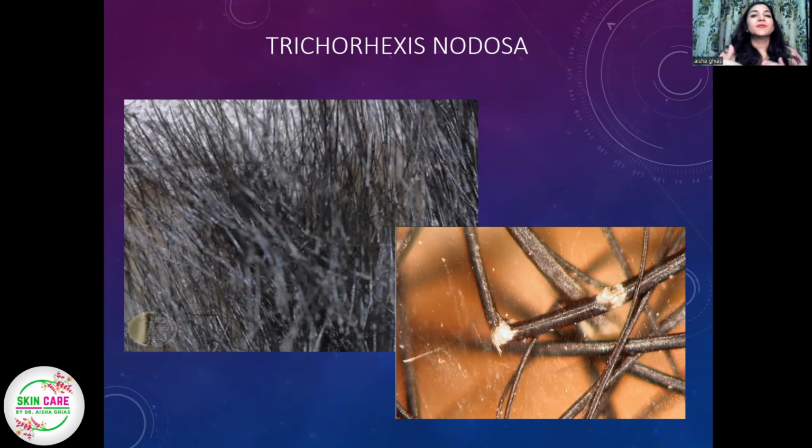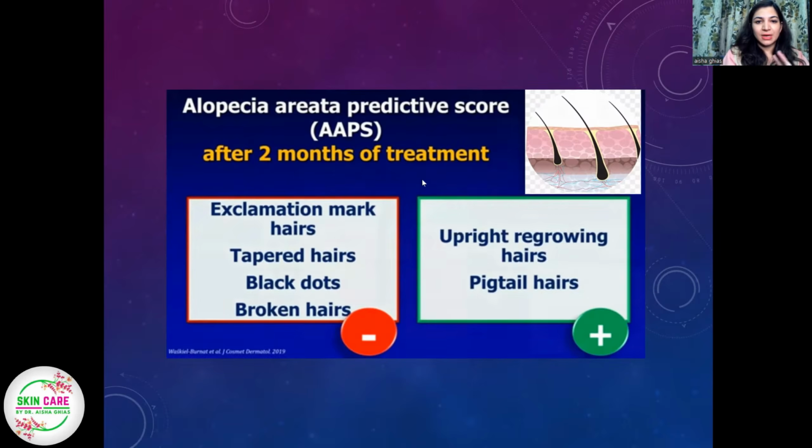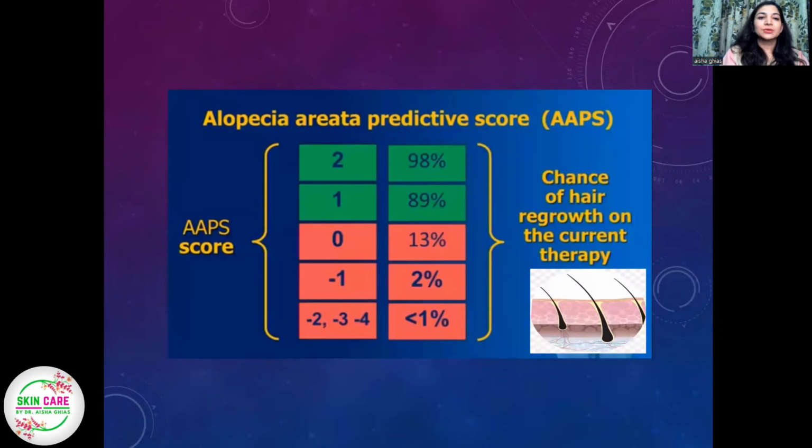We have discussed the hair follicle disorders, that is androgenic alopecia, alopecia areata, trichotillomania, telogen effluvium, tinea capitis, but this is hair shaft disorder. If your scores improve, then you know your treatment is going to work and you can give the patient a little more confidence.